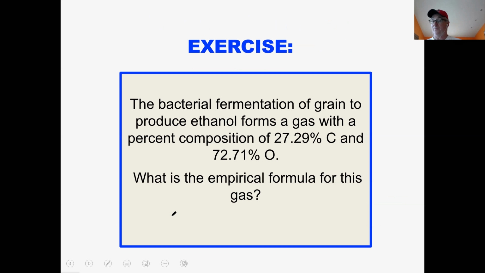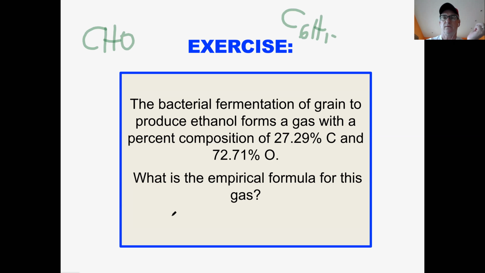We can probably figure out what it is right away. You're probably familiar with this reaction: you ferment grain, you make ethanol. When you ferment something, you're breaking it down and producing another molecule. You're taking the carbohydrates in the grain. Carbohydrates have carbon, hydrogen, and oxygen in them in varying ratios. One of the simplest is glucose, C6H12O6, so table sugar. You ferment that and turn it into ethanol, which is C2H5OH.